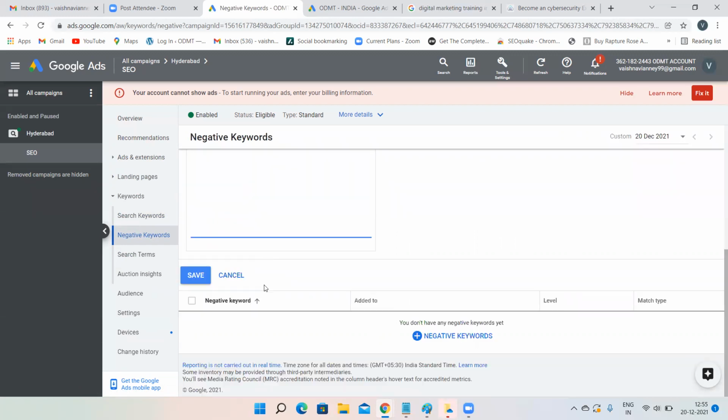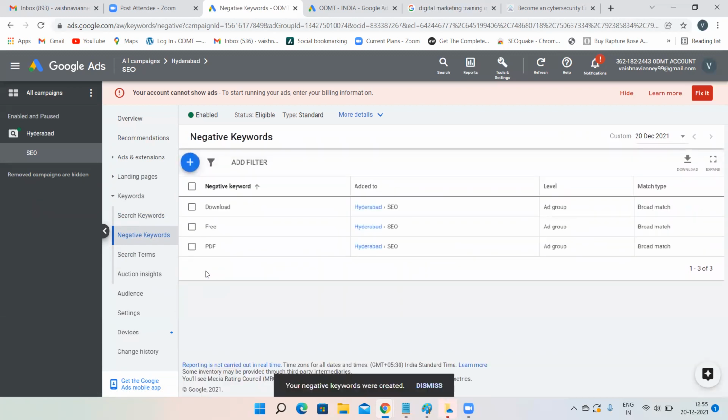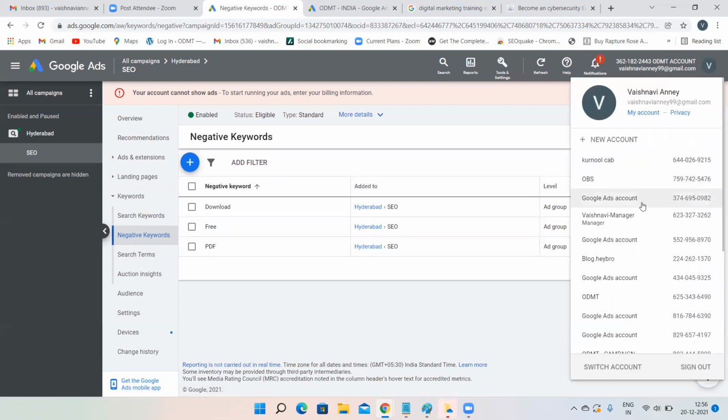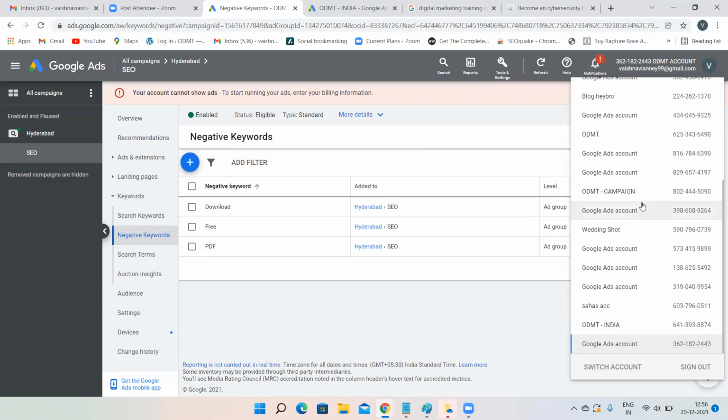So you will not be losing your money. That's it. Save. So now when somebody uses these words, my advertisement is not going to appear. That's it. So use the combination of phrase match and negative match. This is how you have to add the negative keywords. Now I'll show you one campaign, how we have added the keywords, you see. Kurnool camp, yeah.